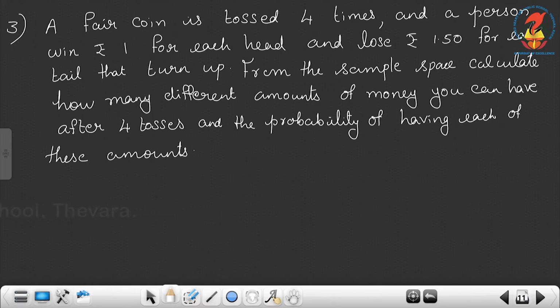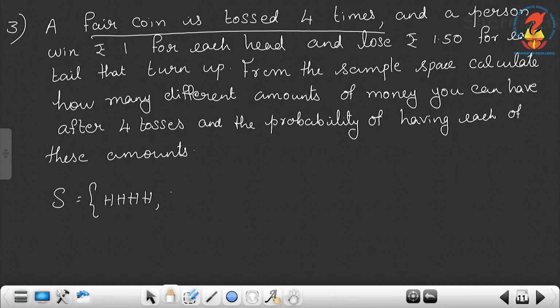Next one. A fair coin is tossed 4 times and a person wins rupees 1 for each head and loses rupees 1.50 for each tail that turns up. From the sample space, calculate how many different amounts of money you can have after 4 tosses and the probability of having each of these amounts. Okay. So the sample space: the coin is tossed 4 times. Fair coin means equal chances to get head and tail. So 4 times, what is the sample space?